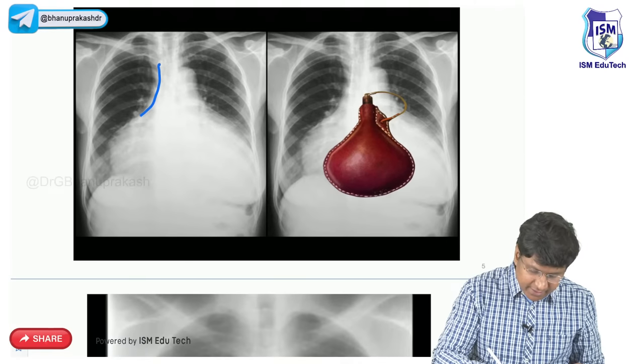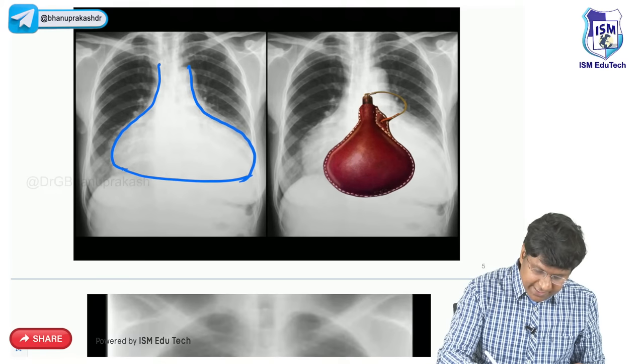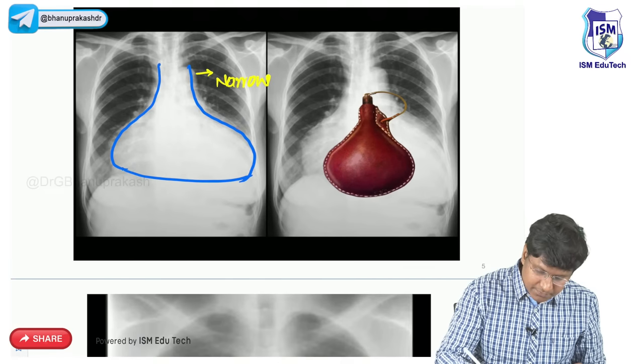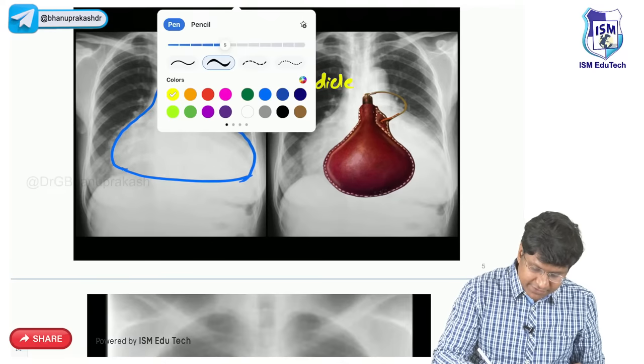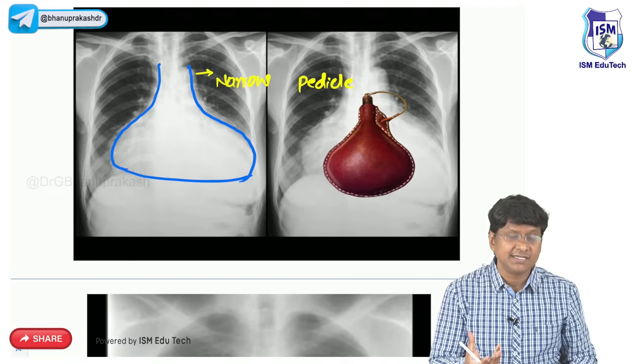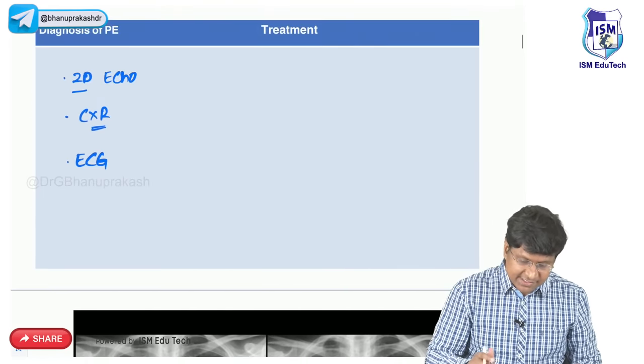And if you take the pedicle of the heart, you will have a narrow pedicle. That is what you will observe or notice in case of pericardial effusion. And this classical appearance of the heart is what is called the water bag appearance or money bag appearance. And the next thing is the ECG.